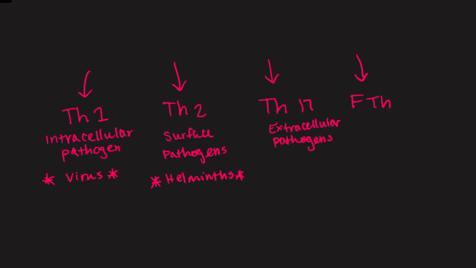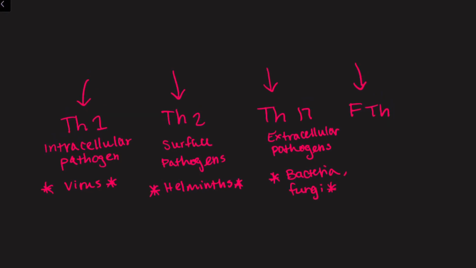And that is bacteria and then also fungal infections. And follicular T helper cells, we're not going to go into a bunch of detail, but they're in the follicles of the lymph nodes and they help differentiation for B cells. So we will cover that in a different video.